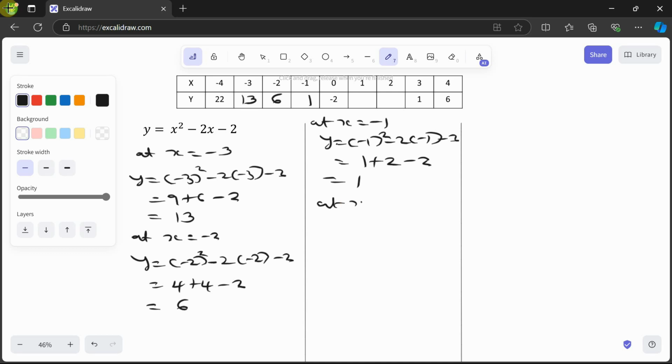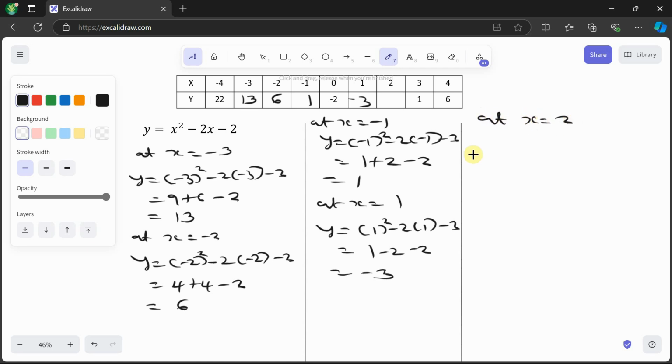So at x is equal to 1, y will be equal to 1 all squared minus 2 open brackets 1 minus 2. 1 squared is 1, minus 2 times 1 is minus 2, then minus 2. 1 minus 2 is minus 1, minus 1 minus 2 is minus 3. So this guy here is minus 3. Then at x is equal to 2, y will be equal to 2 all squared minus 2 open bracket 2 minus 2. 2 all squared is 4, minus 2 times 2 is minus 4, then minus 2. So 4 minus 4 is 0, 0 minus 2 is minus 2. So our answer here is minus 2. Now that we have the points, we can go ahead to plot our graph.